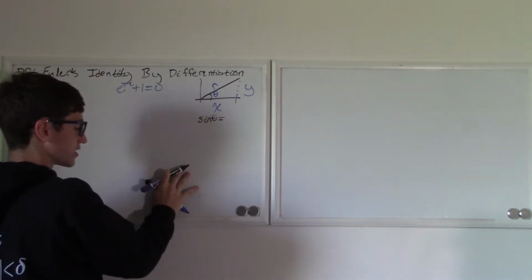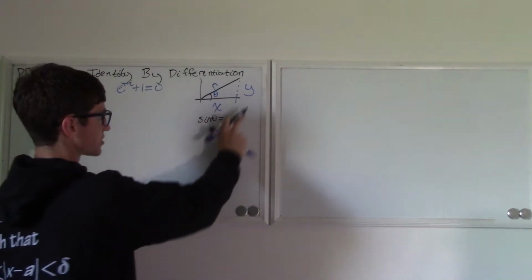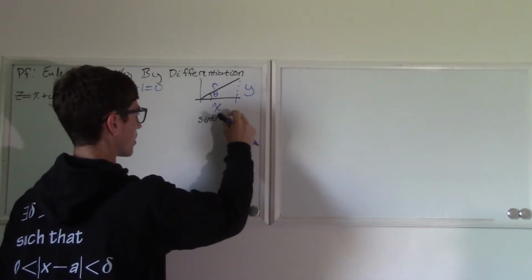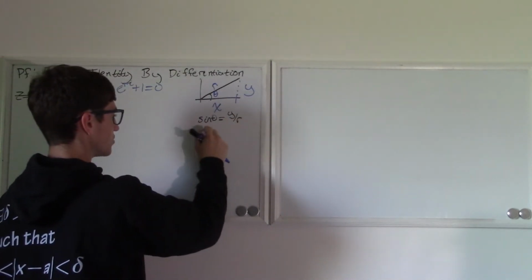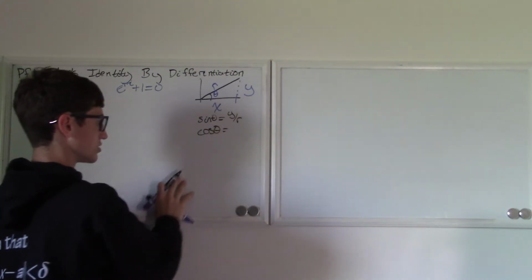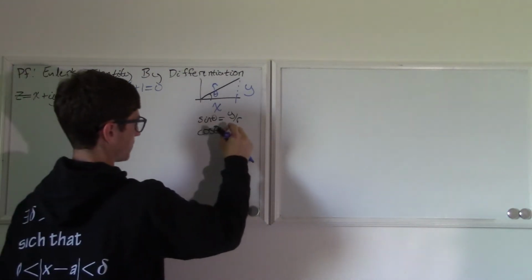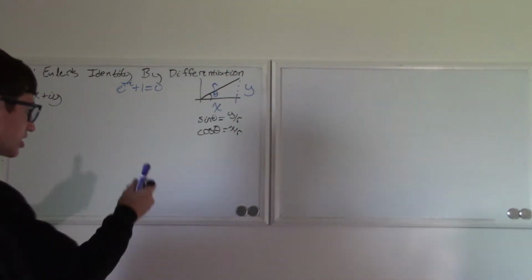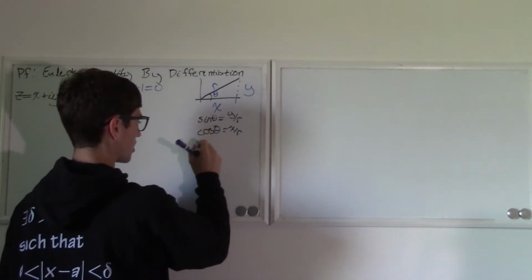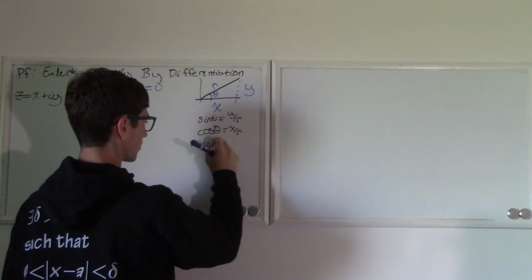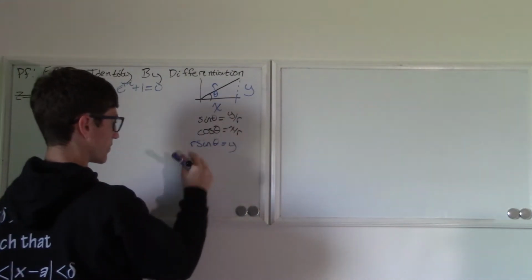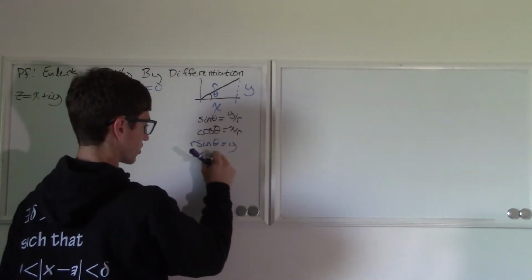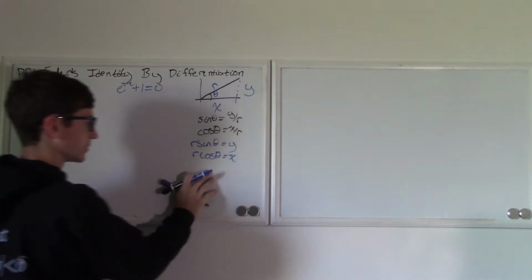Sine of theta is nothing but opposite over hypotenuse, which is just y over r. And cosine of theta is nothing but adjacent over hypotenuse, which is just x over r. If we multiply r to both sides, we can isolate y and x, and we get r sine theta is y, and r cosine theta is x.